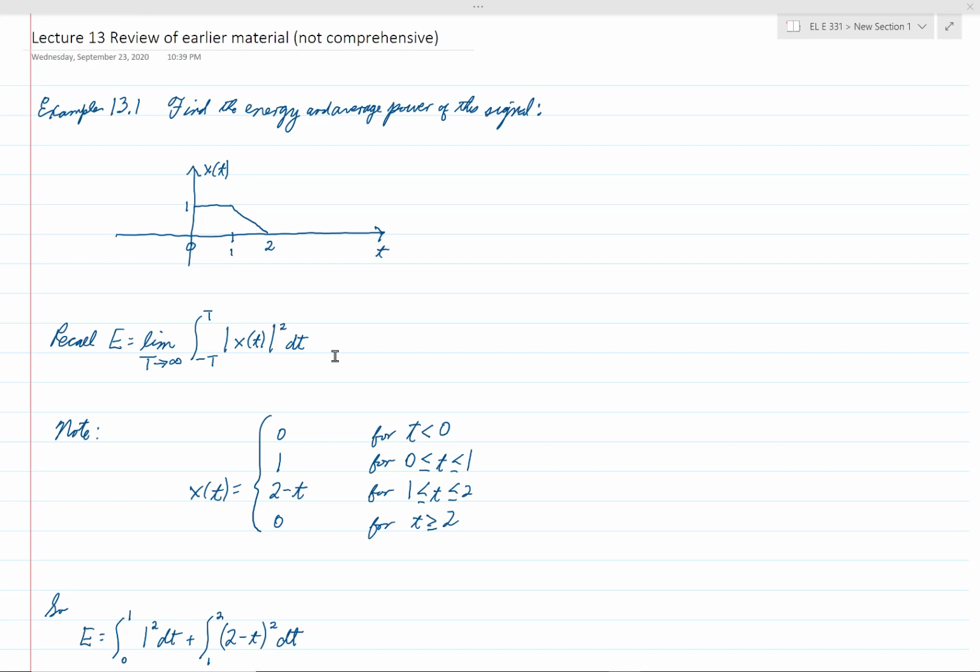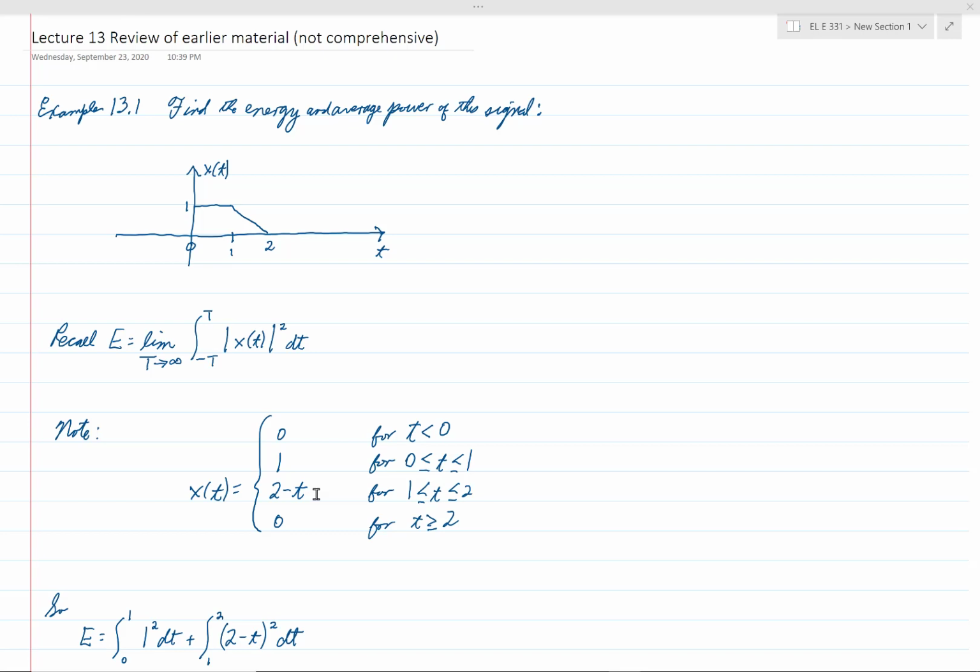And so for this particular x of t, we notice that this function is equal to 0 if t is less than 0, and it's also equal to 0 if t is greater than 2. But for t between 0 and 1, it's equal to 1. And the only tricky part is finding the expression for x when t is between 1 and 2, this portion right here. And the correct expression for it is 2 minus t.